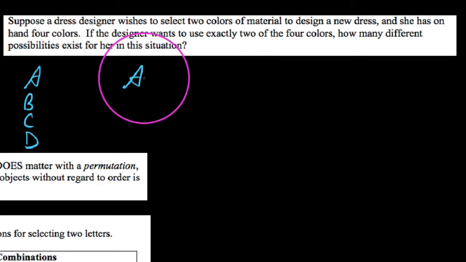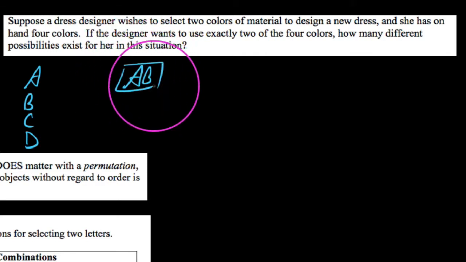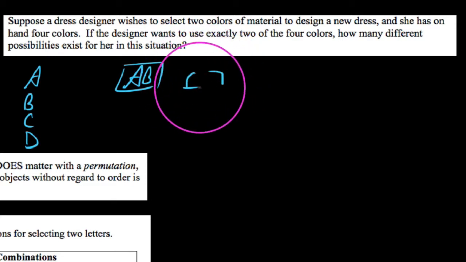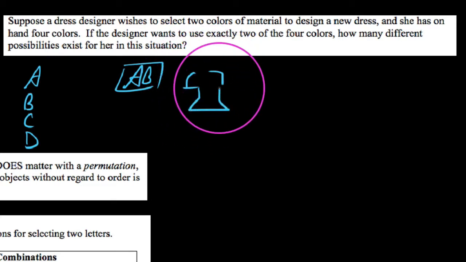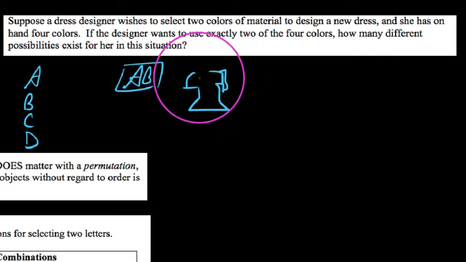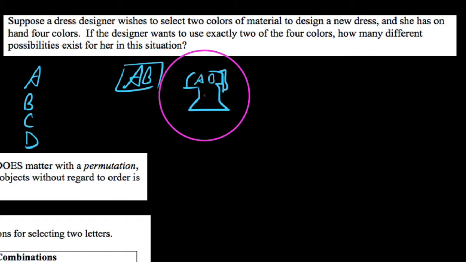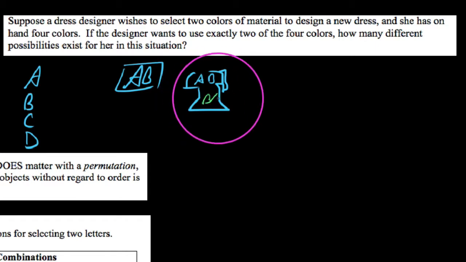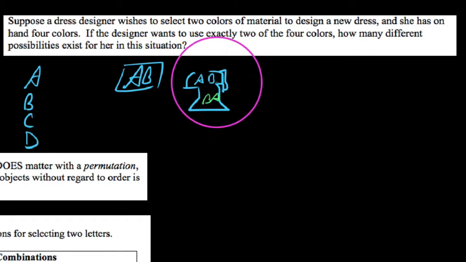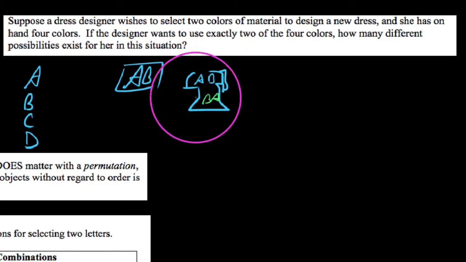If we were to choose a dress with colors A and B, here's my dress. We say A and B. It wouldn't matter if you made a second dress, and I'm not going to draw it, that had colors B and A on it, because it would be the same color scheme. So if order doesn't matter, let's come up with a way to do this.